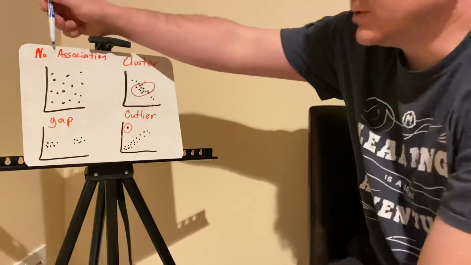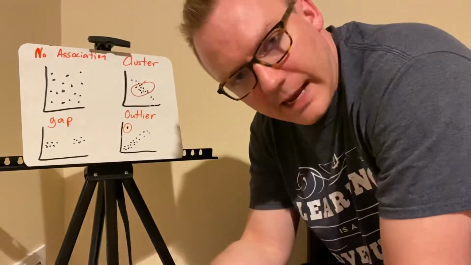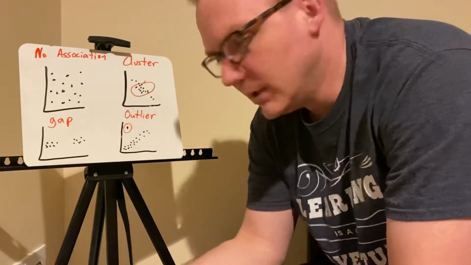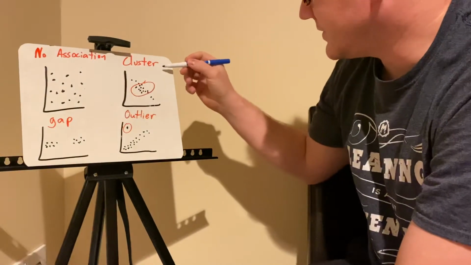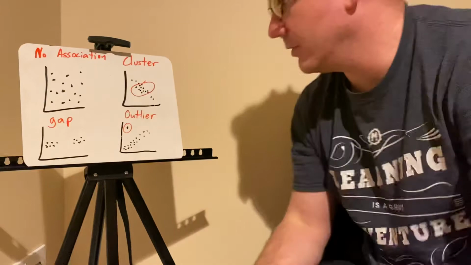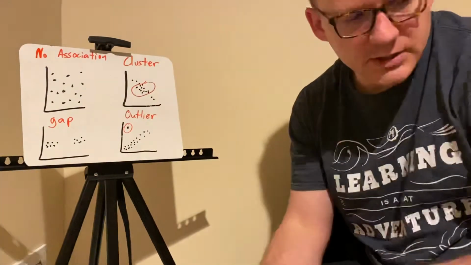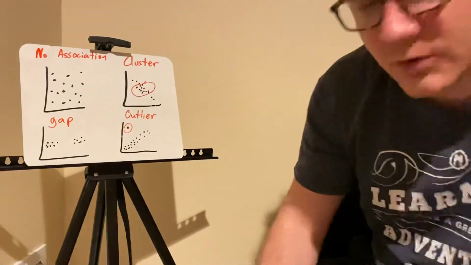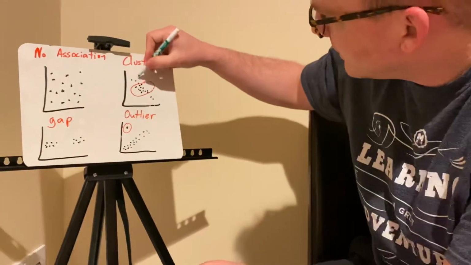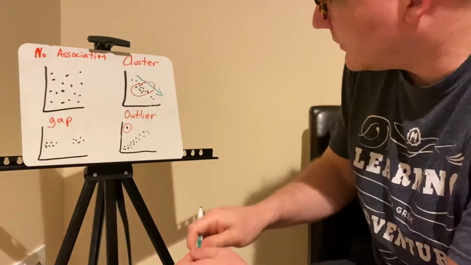Sometimes there's no association. You might have data points that are just scattered all over the place and there's no actual association. You could have clusters. A cluster is when you have a bunch of data points in one area. This still looks like a negative association. So you can have a negative association with clusters, right? And so that's going to be a linear association, or there might be a line.